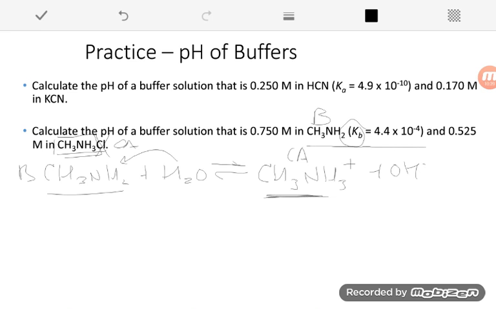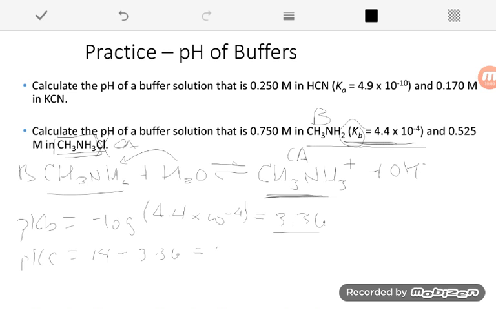So once again, I'm just going to Henderson-Hasselbalch this guy. Now this time I need to be careful because I'm provided with a Kb. So first I'm going to get the pKb, which is just the negative log of that 4.4 times 10 to the negative 4, which is going to give me 3.36. But I need to get the pKa, which is going to be 14 minus the pKb. 14 minus 3.36 is going to give me 10.64.